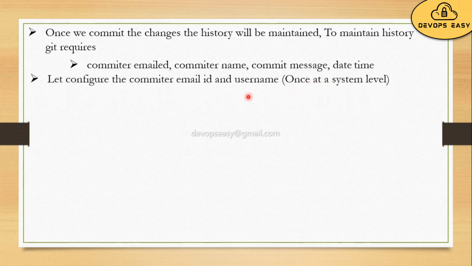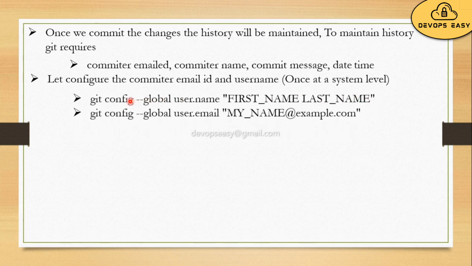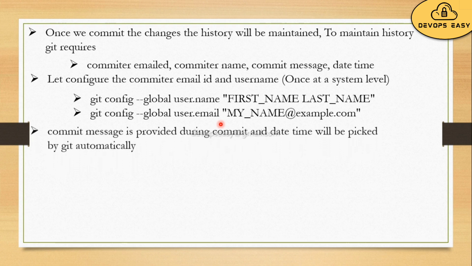So before committing, you need to configure who you are. It's a one-time job. In order to configure, you need to give the username and mail ID. So you need to create an account in github.com. Try to create an account in github.com, and I will show you the overview in just a moment. Let me complete this slide.